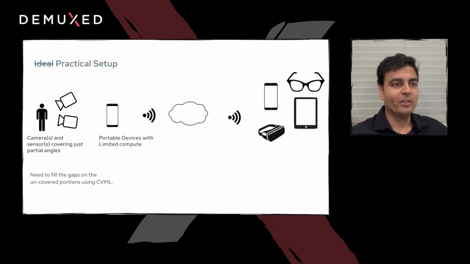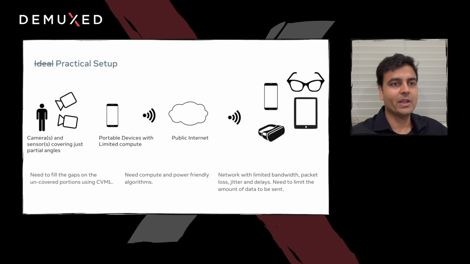The user will have a portable device, most likely, with limited compute and power, which means any compression or processing techniques that we use need to be compute and power friendly. This device will likely be connected to the public internet via wireless, which means that we will see the network having issues such as limited bandwidth, jitter, packet loss, and delays. And we need to do a good job compressing the data before we send it over the internet.